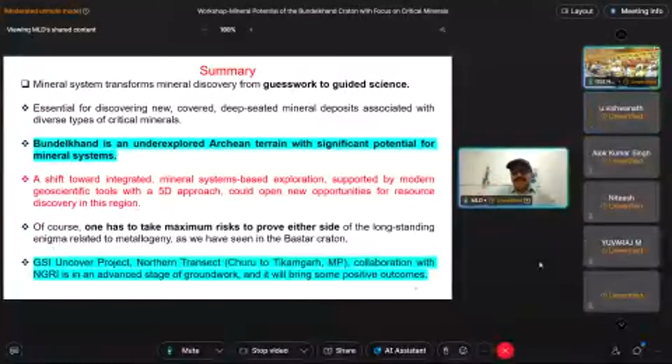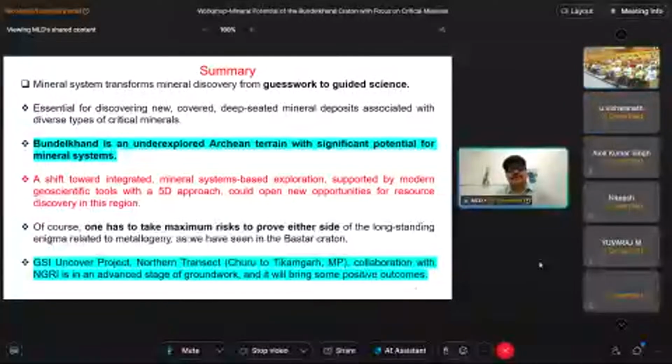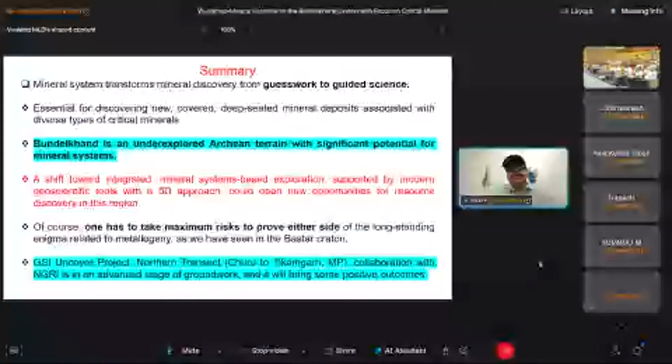Then, I think Project Antobar, they have done some good job in the aerial part, but this is the thicker part, your Bundelkhand Craton. Once they do the survey, the safe rooms, then really it will come.